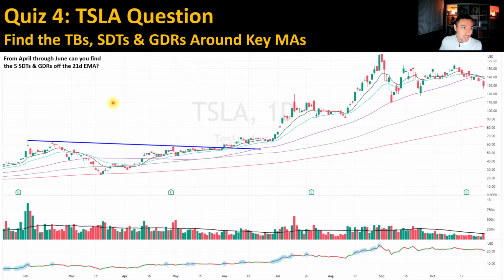Let's do Tesla. So quiz number 4. From April through to June, can you find the 5 shakeout demand tails and gap down reverse bars off the 21? So there's 5 candlesticks to find, okay, through April, so here to June. So you're looking from here to here, here to here. Okay, there's 5 shakeout demand tails and gap down reverse bars. 3, 2, 1. There you go, off the 21.